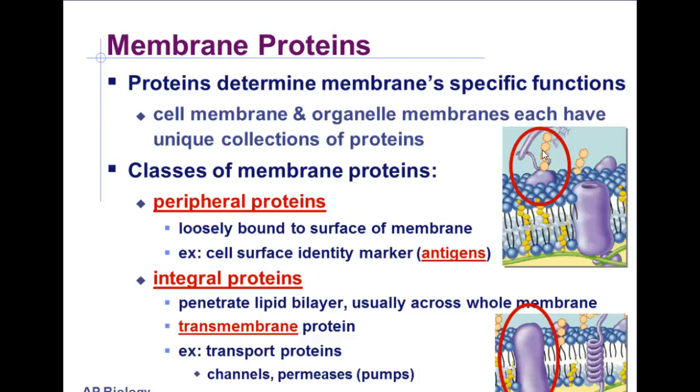Now the second class of membrane proteins we want you to get in your notes are the integral proteins, which penetrate the lipid bilayer and stretch across the whole membrane. You see those right down here in the corner. Examples are transport proteins, which you diagrammed earlier. So peripheral proteins, integral proteins. Those are the 2 classes, and you've got to know an example of each.